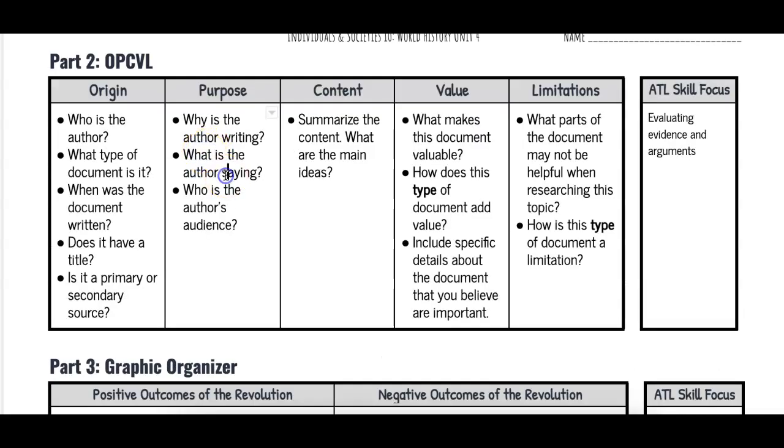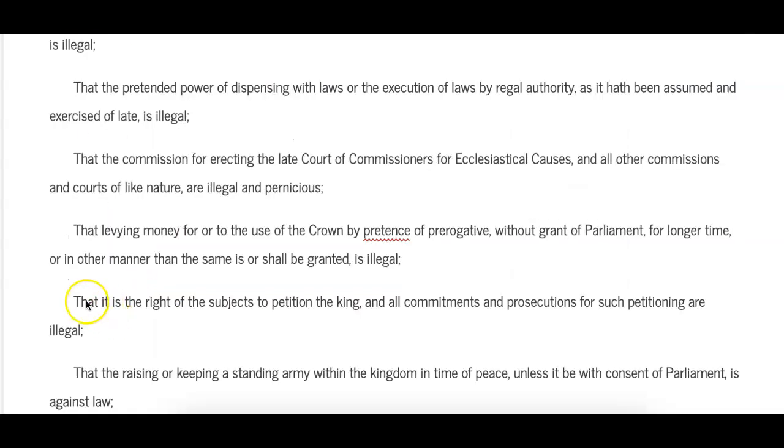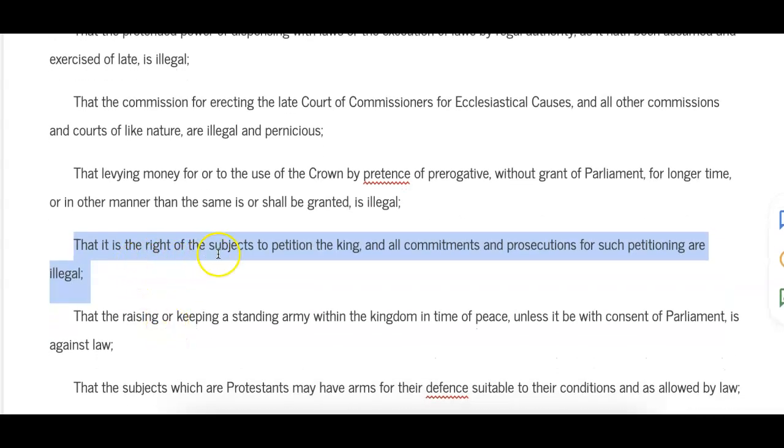Next, what is the author saying? So not why are they writing, but what are they actually saying? They're really making a list of desired powers. So they're listing the desired powers of parliament. They're also listing some rights of regular people. Thinking specifically of this particular line that says it is the right of the subjects to petition the king. You can make a formal complaint against the monarchy and it won't be illegal.